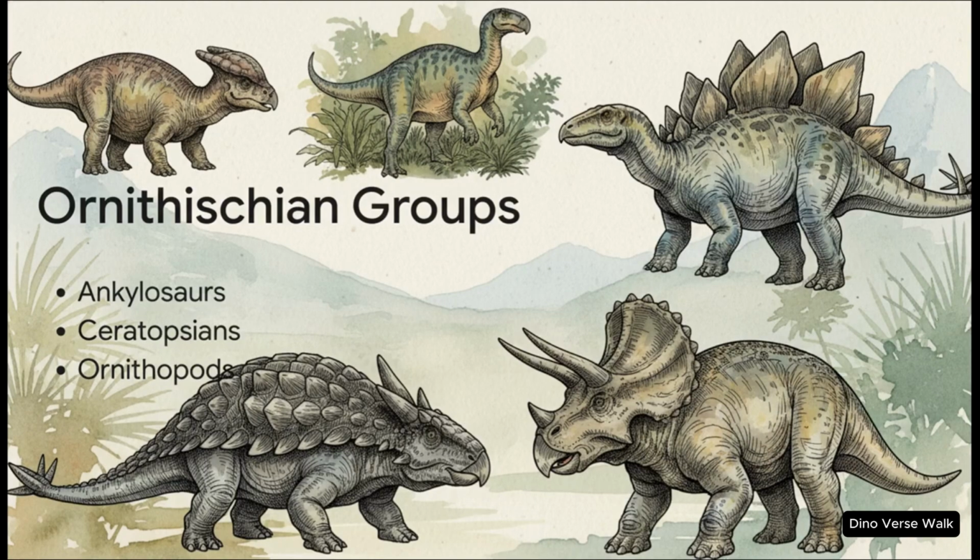You have your heavily armored tanks, the ankylosaurs. You've got the ceratopsians, which includes famous horned faces like Triceratops. You have the ornithopods, which are the large, herd-dwelling duck-billed dinosaurs. Then there are the pachycephalosaurs, those really cool bipedal dinos with incredibly thick, bony, domed skulls. And finally, the stegosaurs, instantly recognizable by the massive, kite-shaped plates running down their backs. All plant eaters, all bird-hipped.